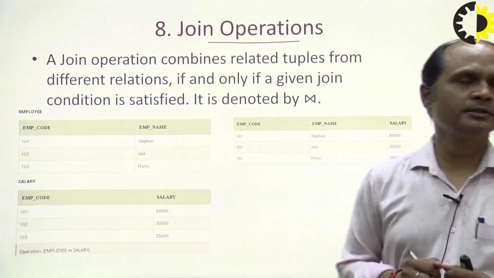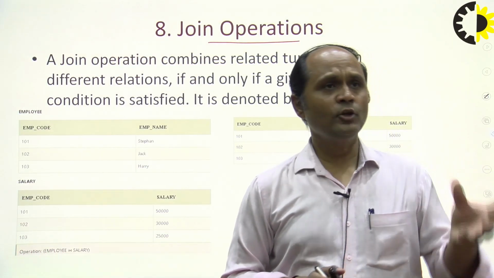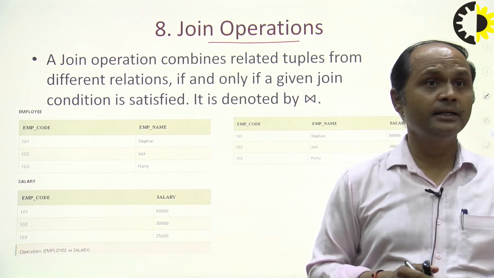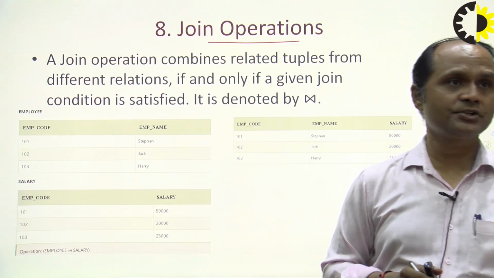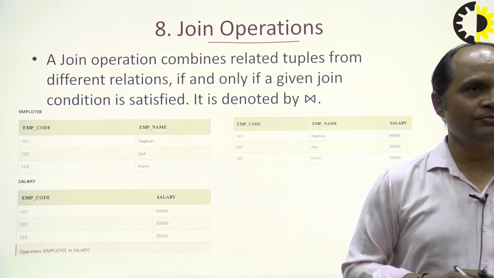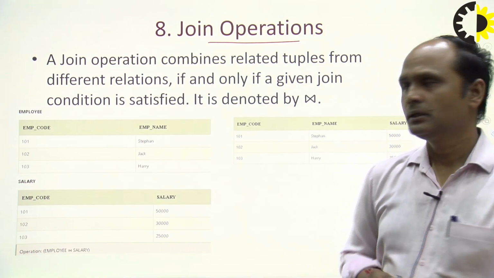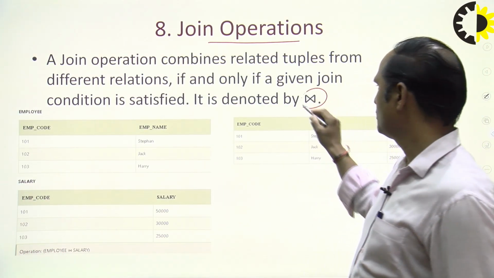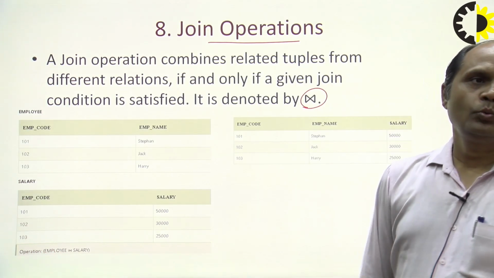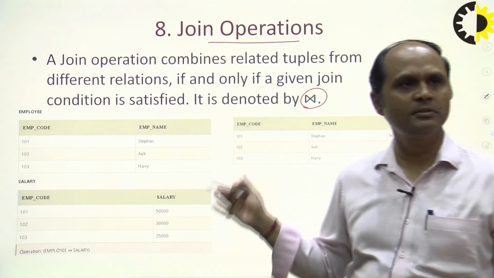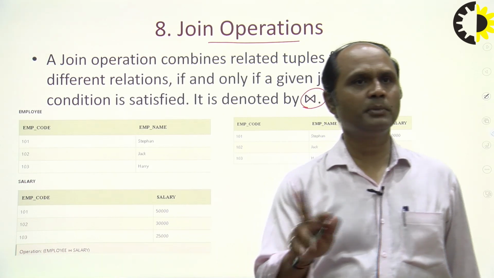So let's talk about the join operation. What is the join operation? A join operation combines related tuples from different relations if and only if a given join condition is satisfied. It is denoted by this symbol. This is the symbol of join. When we use that symbol, it means we have to join the tables.